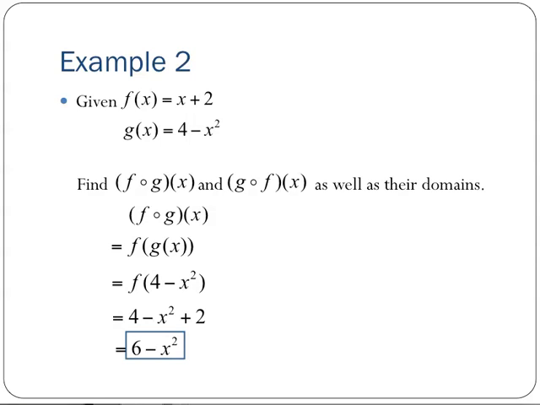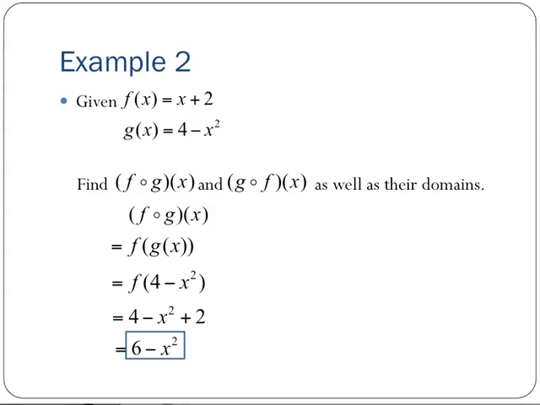Now for the domain, you're looking at two things. You're looking at the resulting function, so 6 minus x squared. Are there any restrictions on 6 minus x squared? Are there any square roots? Are there any denominators? It doesn't look like that in this case, so this is going to be all real numbers.